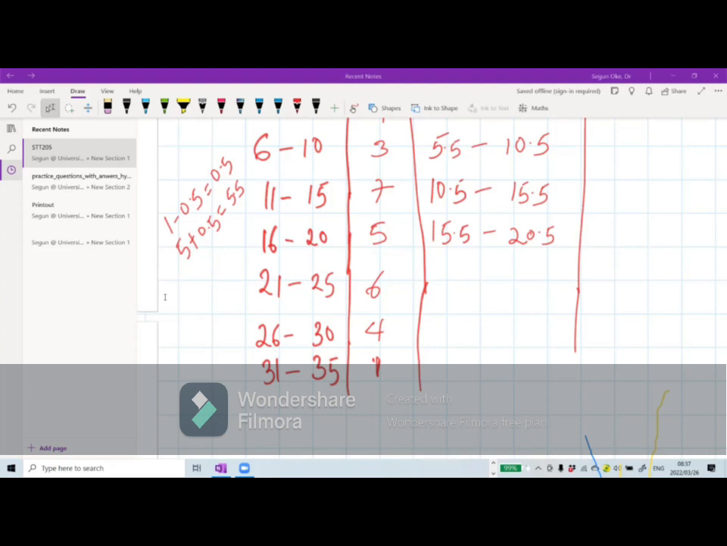So we have 21 to be 20.5 to 25.5. Then we have 25.5 to 30.5. Then 31.5 to what? Sir, it's 30.5, not 31.5. 30.5.